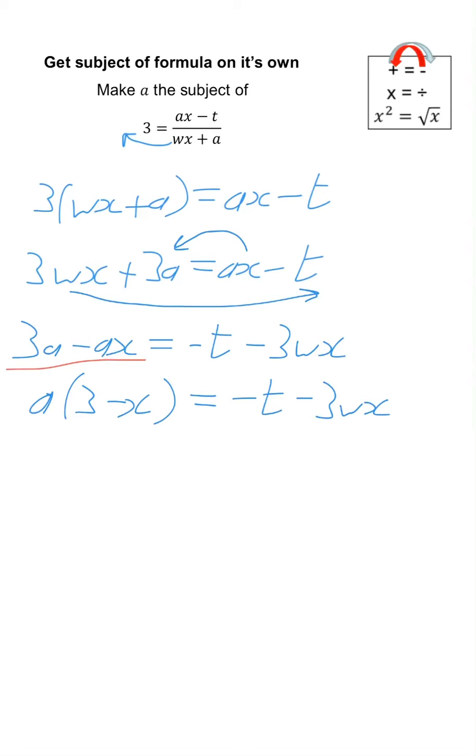Over here now, so like the previous example, let's factorize out a. So a comes out, then we're left with 3 minus x is equal then to minus t minus 3wx. So then a is equal to, so we're going to divide the right hand side by 3 minus x. So a is equal to minus t minus 3wx, all divided now by 3 minus x. And that's my answer.